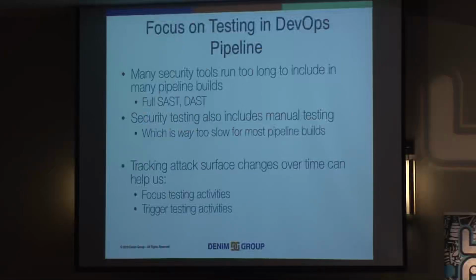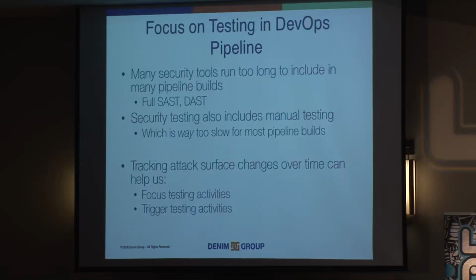So as I talked about, many security tools run too long to include in a lot of pipeline builds. If you're going to run full static analysis of an application, or dynamic analysis on a big application, those are potentially long-running processes, and that may not be acceptable. We used to be able to approve a build in 45 minutes, or an hour and a half, or 3 hours. Now it takes 12 hours because we also included this other step.